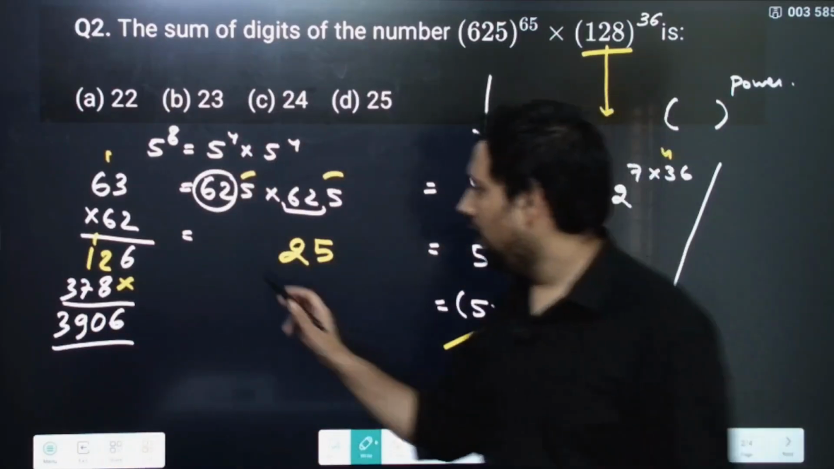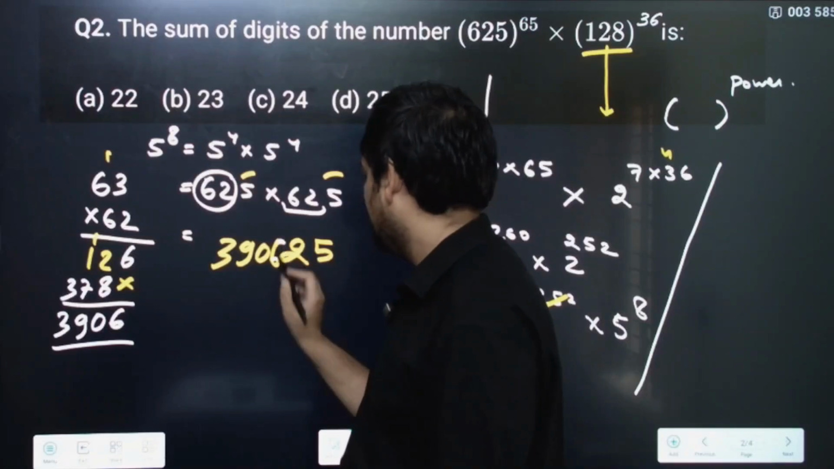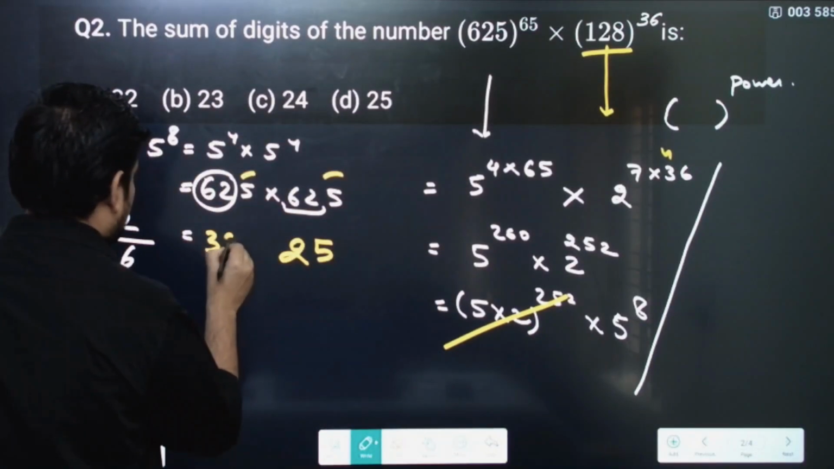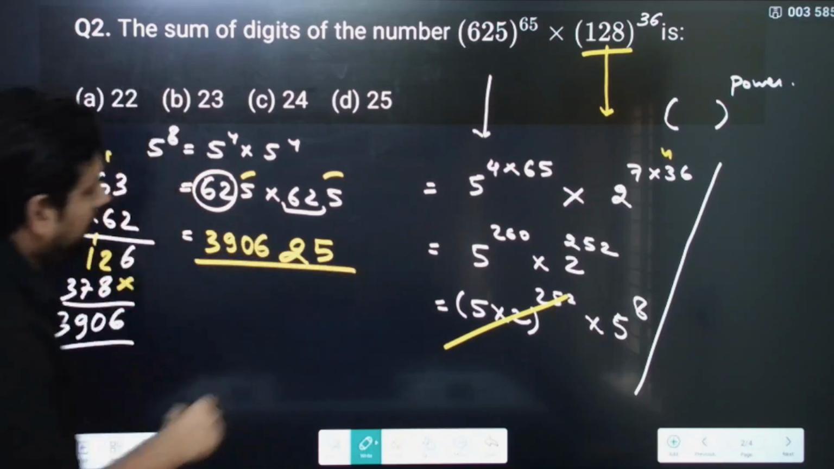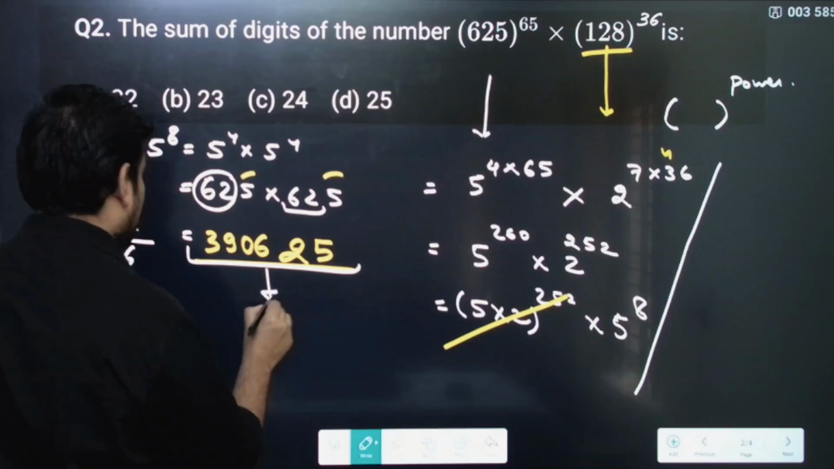So what you got? You got 3906. You got 390625. This is that number. Now, what is the sum of digits? Add them all. Add them all.